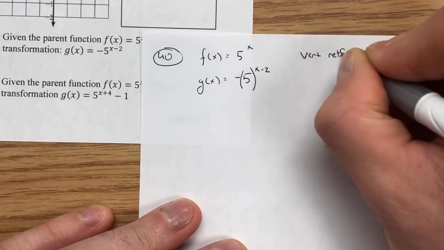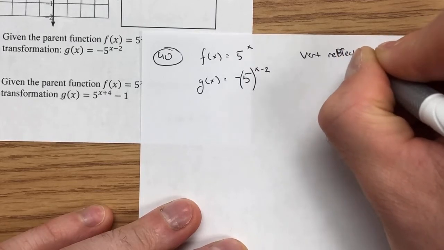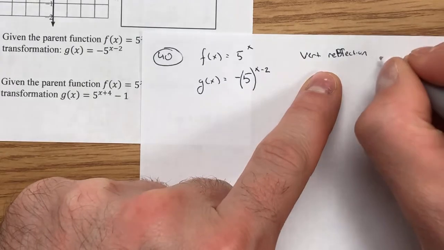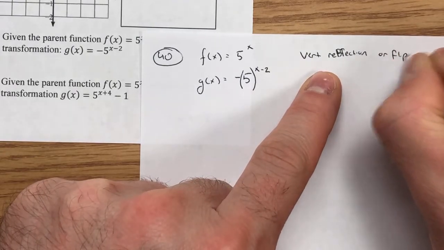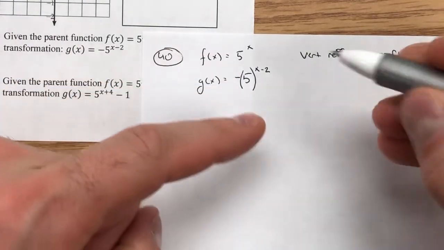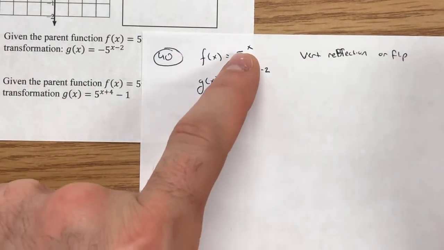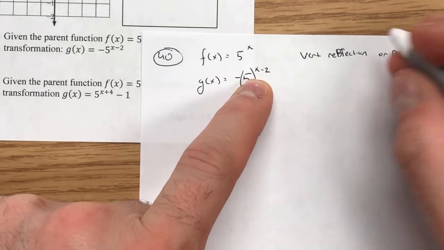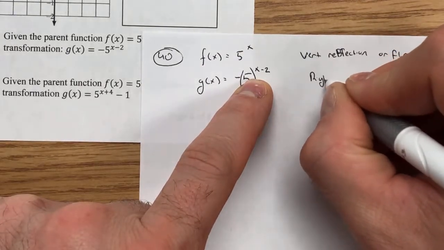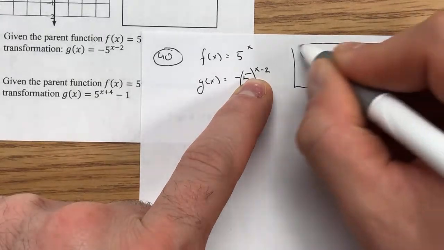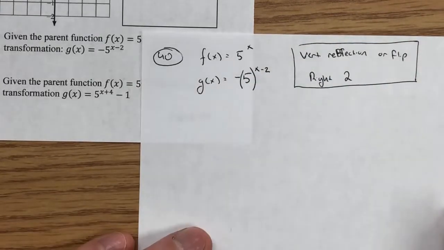I misspelled that. It's reflection. A little bit of dyslexia there. Vertical reflection, or what you could call a flip. So from positive to negative, the graph went from curving up to now it's curving down. The next thing I noticed is I went from an x to an x minus 2, which means the graph has been moved to the right by 2 units. So I have a vertical reflection or a flip, and then a rightward motion of 2.